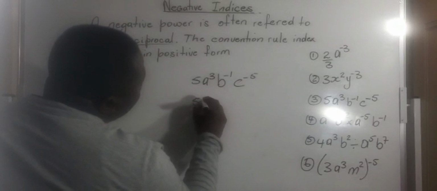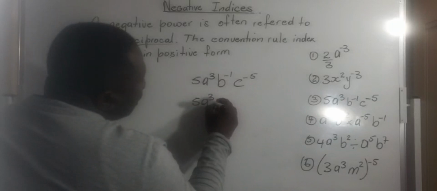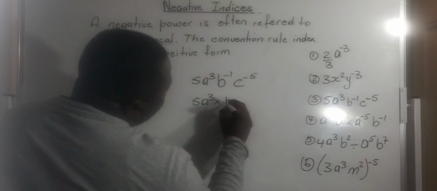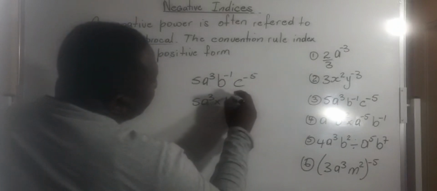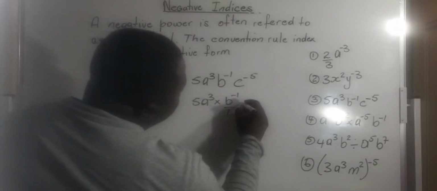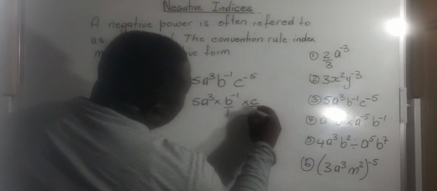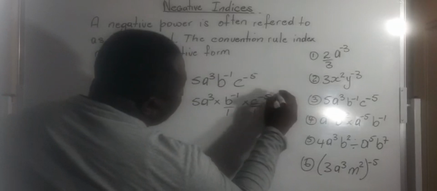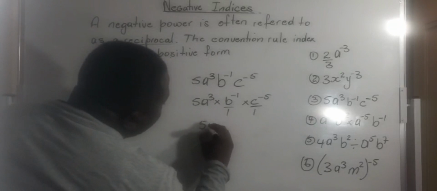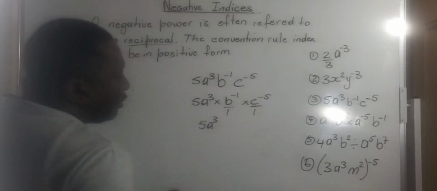So 5 a to the third, this is positive, no need to reciprocate. This, I could use a multiplication sign here. b over 1, negative 1, right? And c over 1 raised to negative 5. So again, guys, just gonna reciprocate. So I keep my positive a to the third. Let us put it a little above a to the third.